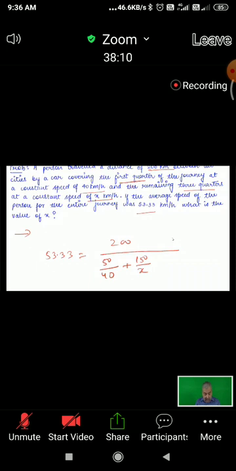I repeat, Arokya Mary, 1/4 means 1/4 of the distance. That is 1/4 of 200, 50 kilometer distance traveled with the speed of 40 kilometer per hour. So time taken will be distance by speed. That is 50 by 40. Next 3/4, that is 3/4 of the distance. That is 3/4 of 200. That is 150. And the person traveled with the speed of x kilometer per hour. So time taken will be 150 by x.